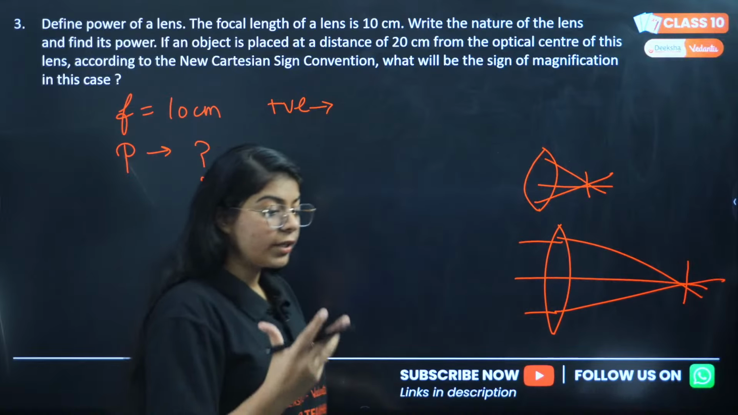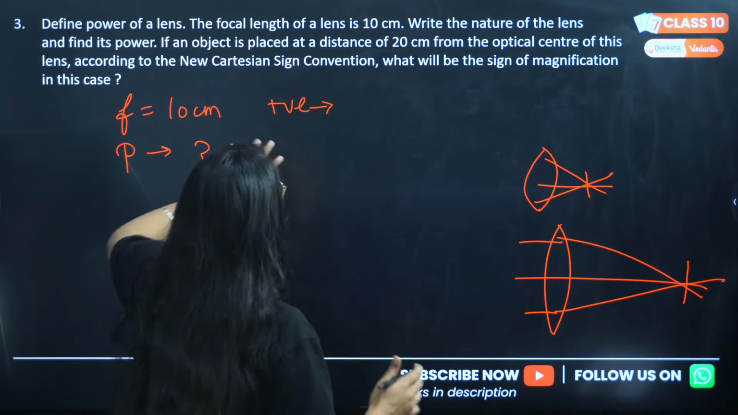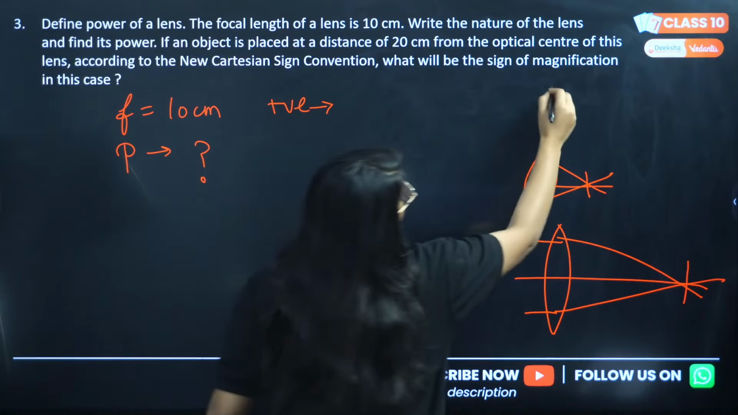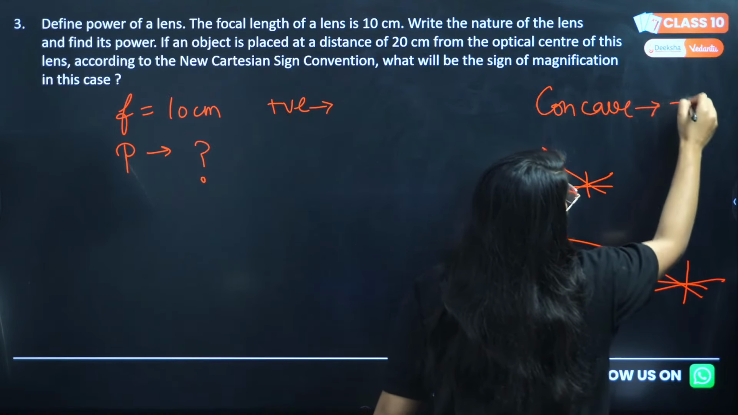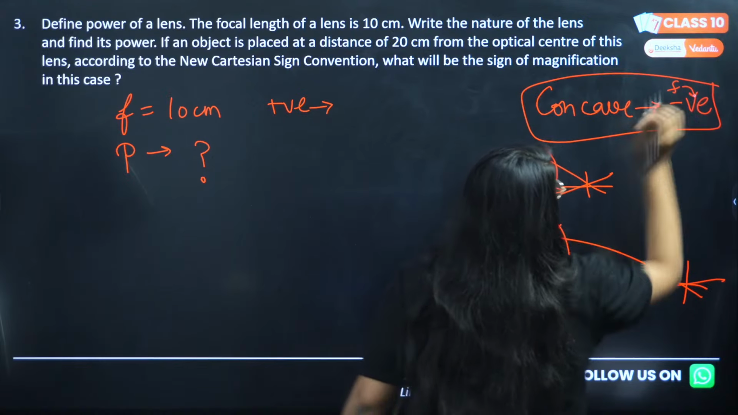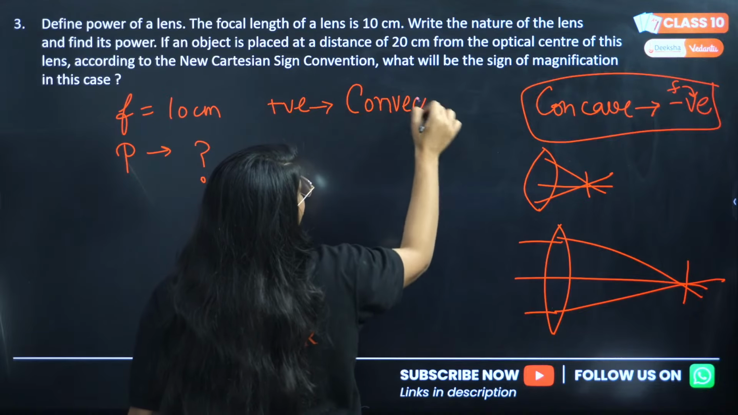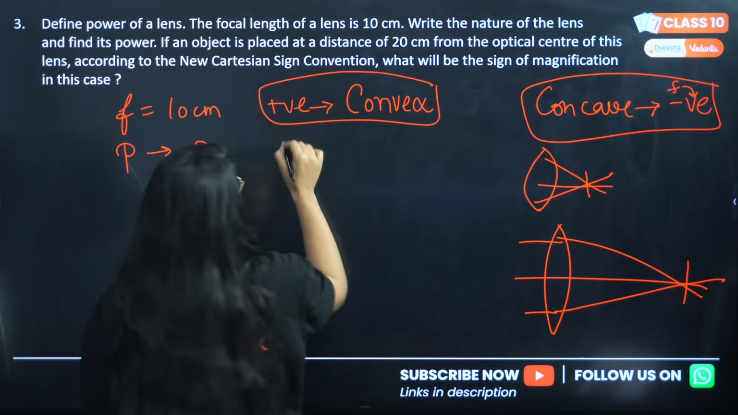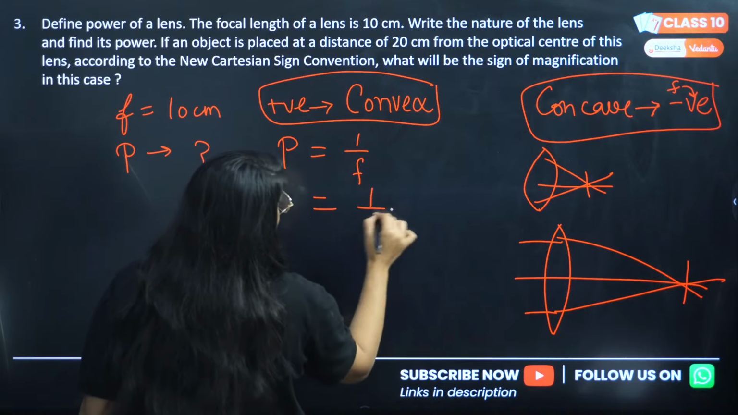According to the 10th class understanding, focal length for a concave mirror as well as a concave lens is always negative. So for a convex lens, focal length is positive. And for power, we can use the formula, that is 1 by 10.